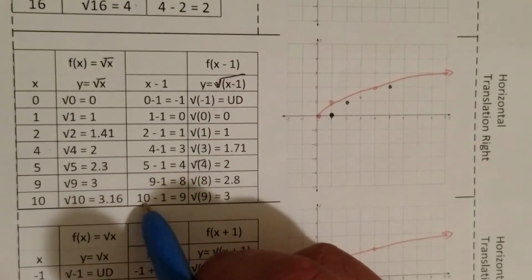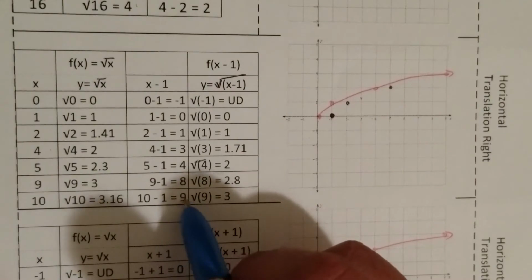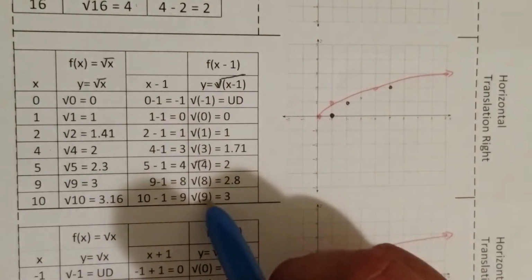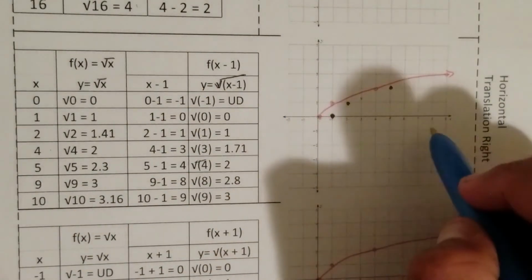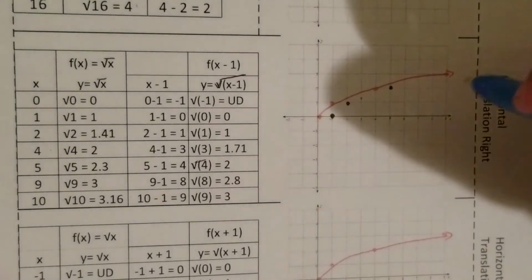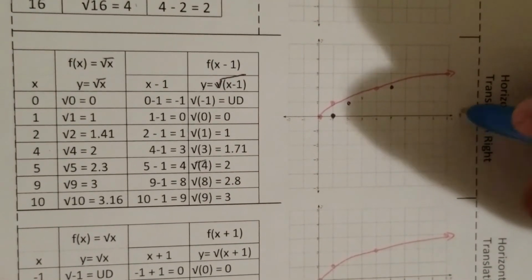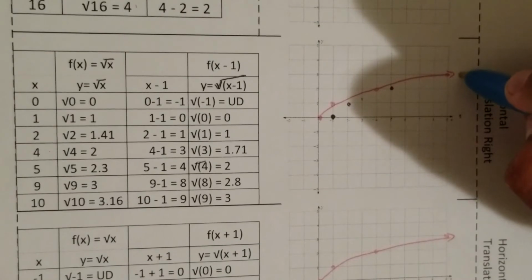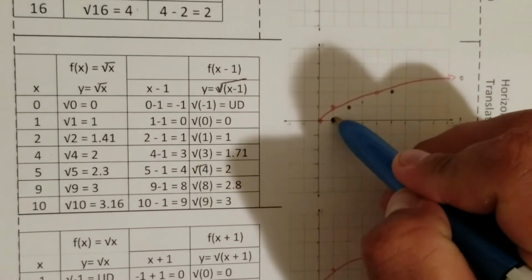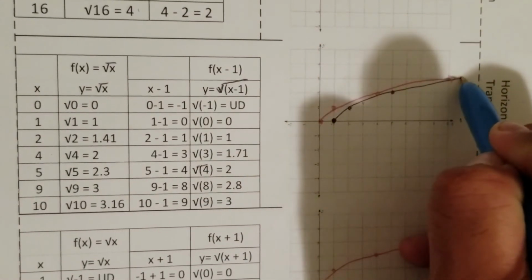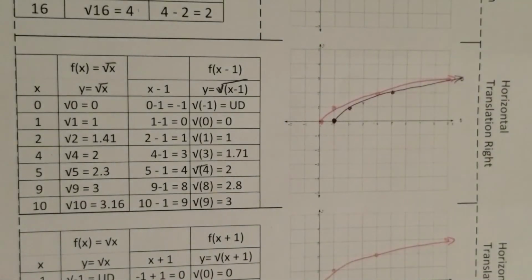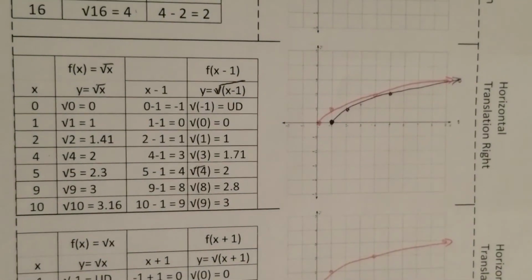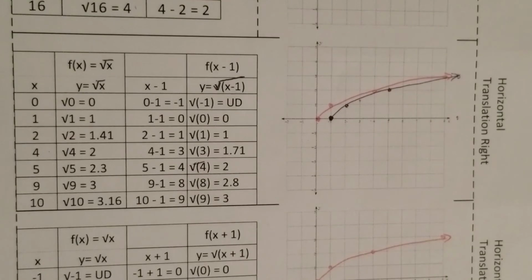So if we have 10 minus 1, we have a 9. We plug that in here, we get square root of 9 is 3. So at 10, which is not even our graph anyways, 9, 10 would be about right there. We're going to go up 3 units and show that it's right there. And we're going to go ahead and draw our nice little shift to the right. And let's go ahead and highlight these as well.